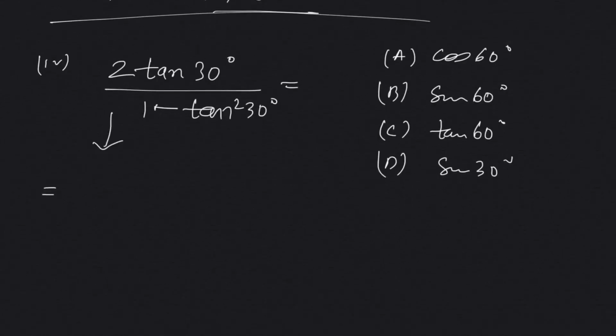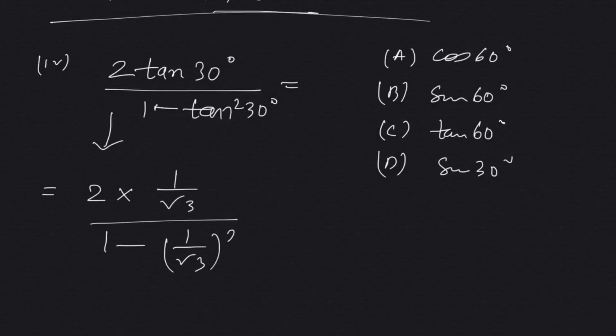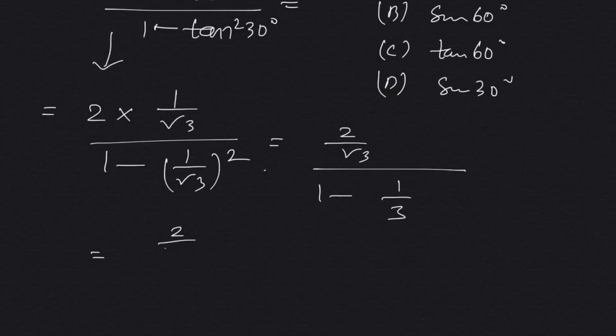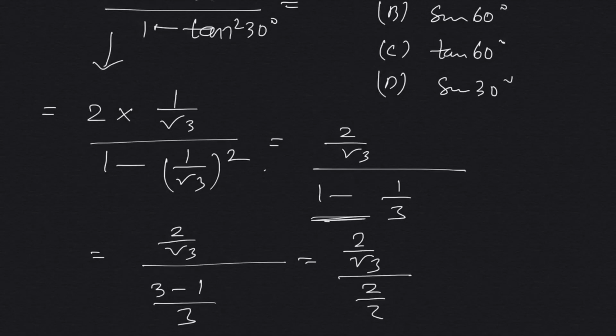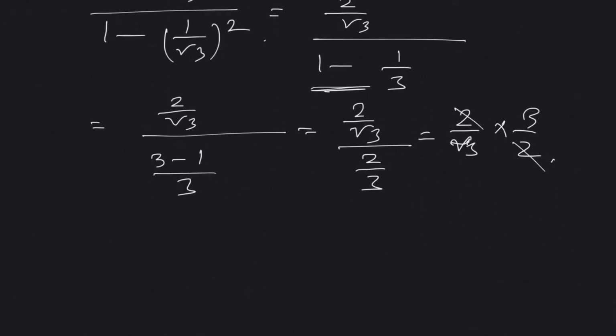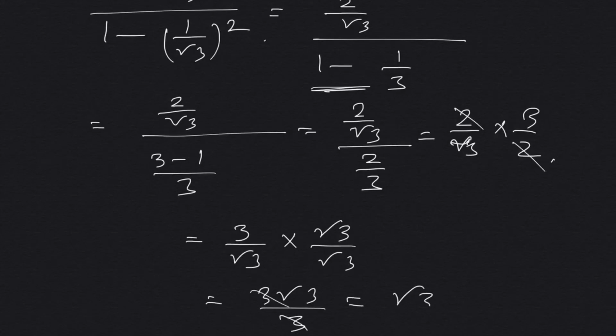We just solved this. 2 into tan 30 degree is 1 by root 3, 1 minus 1 by root 3 square. So this will give us 2 by root 3 here divided by 1 minus 1 by 3. So this is 2 by root 3 divided by 3 minus 1 by 3. If we take the LCM here, this is 2 by root 3 divided by 2 by 3. So 2 by root 3 into 3 by 2. You can cancel the 2 and 2. You get 3 by root 3. If you rationalize, root 3 by root 3, so 3 root 3 by 3. Cancel. Answer is root 3.